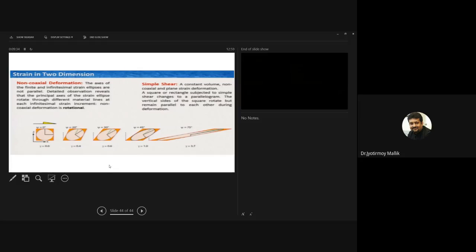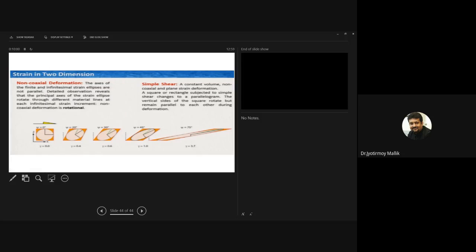So now let's discuss non-coaxial deformation. Non-coaxial deformation means the axes of the finite and the infinitesimal strain ellipses are not parallel. Detailed observation reveals that the principal axes of the strain ellipse rotate through different material lines at each infinitesimal strain increment. Non-coaxial deformation is rotational.